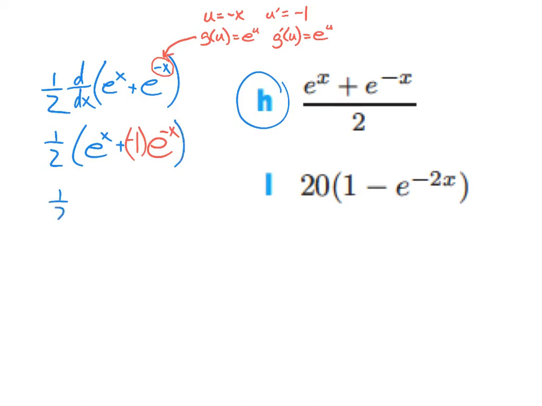So this is just 1/2 e to the x minus e to the negative x. Should we just leave e to the negative x? Well, what we can do is distribute the half or you can leave it out. We can make that e to the x over 2 minus 1 over 2 e to the negative x.